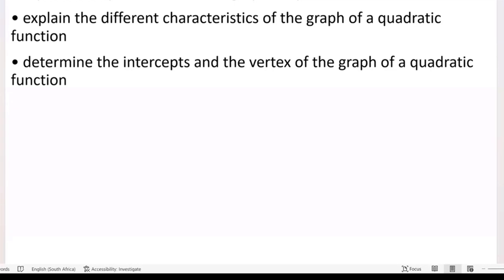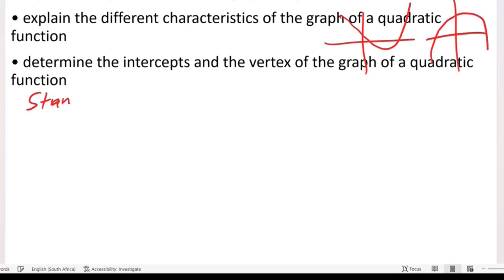Okay, first thing, a quadratic function is a function which looks like this. Sometimes it can look like this, something like this. Anything that looks like this is a quadratic. Another name of a quadratic is parabola. This is a parabola.